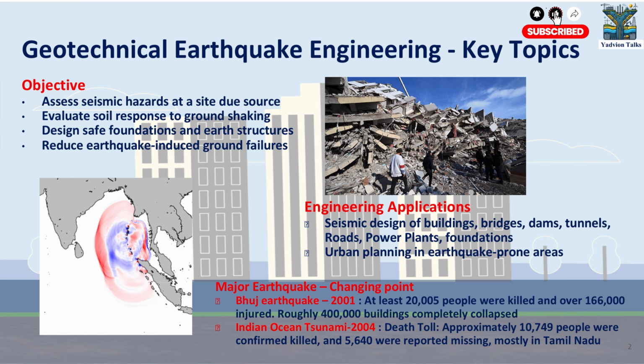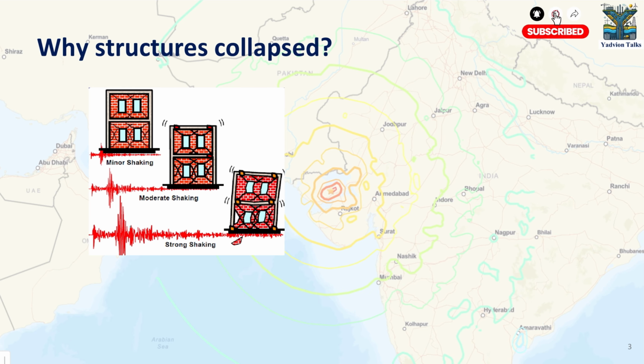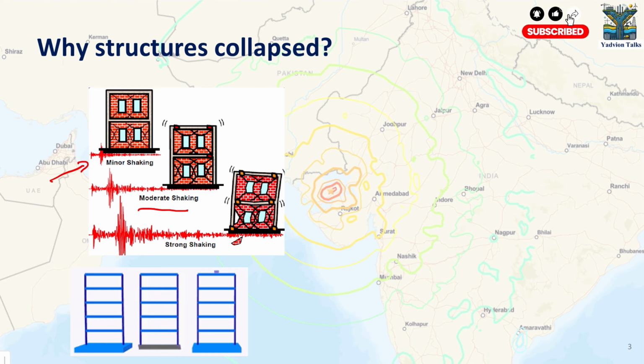And this is one example where you can see the destruction in Turkey, where everything collapsed during the earthquake. Why do structures collapse? Structures collapse due to strong shaking. When the earthquake has low magnitude, it hardly damages the structure. Moderate shaking will create some corner cracking in the building, and strong shaking will damage the structure entirely.